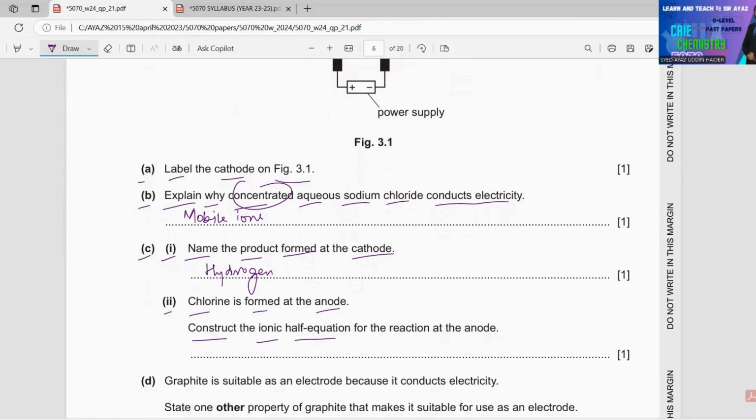Construct the ionic half equation for the reaction at the anode. So it must be loss of electrons at the anode. So you have Cl negative ion losing 2 electrons. You know that chlorine exists in the Cl2 state, so we'll write Cl2. Let's balance the equation. So it must be 2 Cl negative here and 2 electrons.